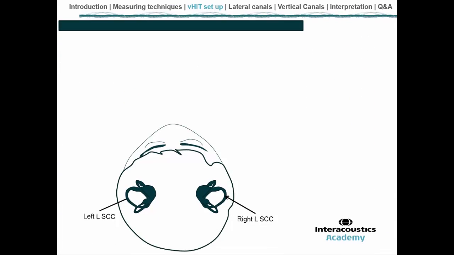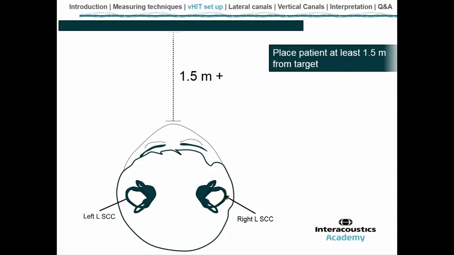So, let's firstly talk about how to set the patient up. The first thing to do is to make sure that the patient is a sufficient distance away from a wall. So what we're going to do is place the patient 1.5 meters away from a wall which doesn't have any clutter on it, so a plain wall. Now, what we're going to do is eventually get the patient to look at a target on this wall. But we need to make sure that the patient is far enough from the target to avoid something known as convergence. We say that the patient should be 1.5 meters or more away from this wall.